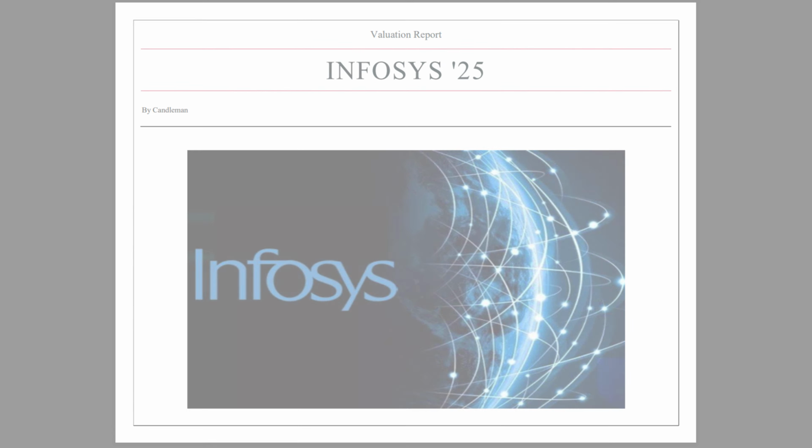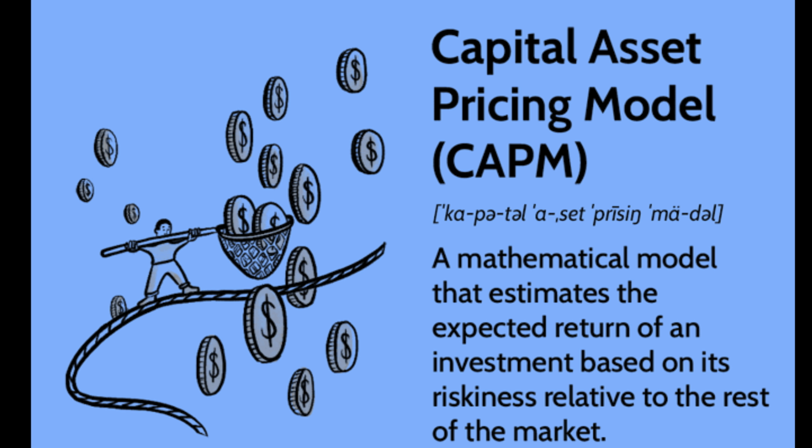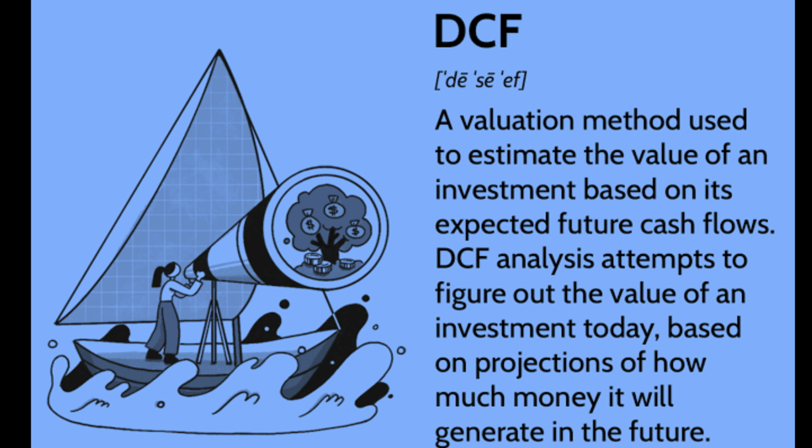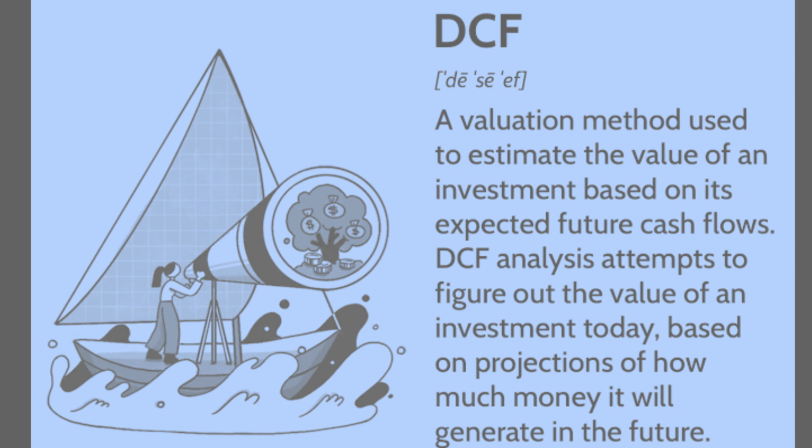In this video, we will use a proven financial model, CAPM, that is capital asset pricing model, along with the DCF, discounted cash flow method, to find the intrinsic value of Infosys and whether it's overvalued or undervalued in 2025. Let's break it down simply.